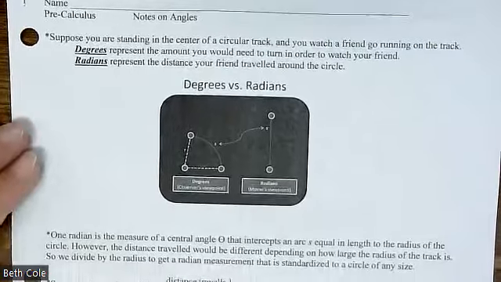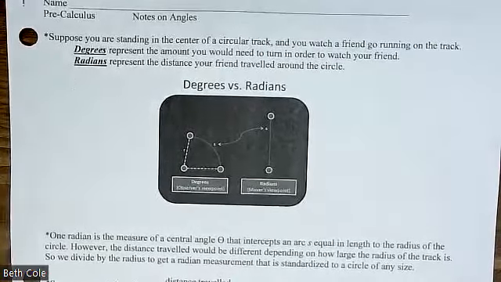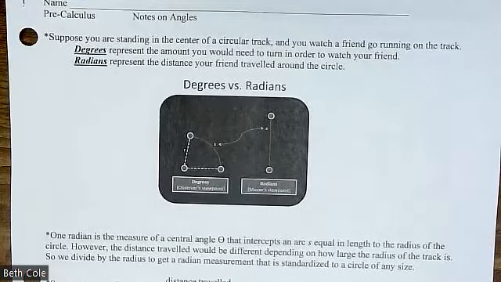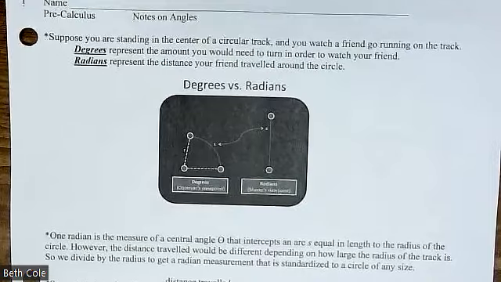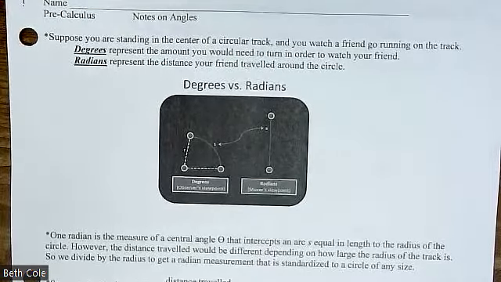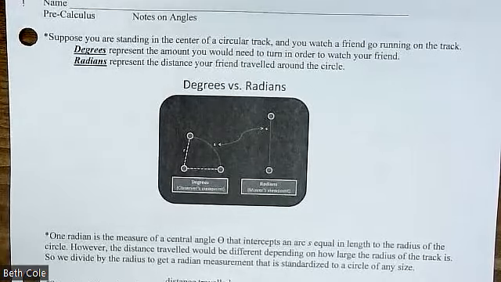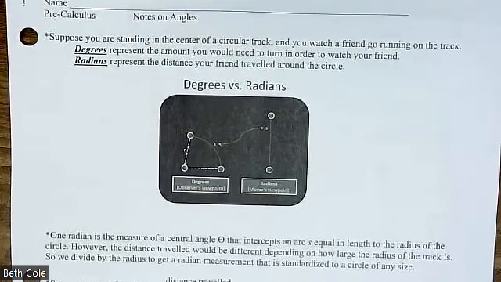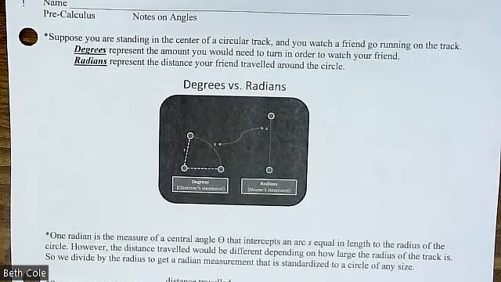All right. So degrees versus radians. They both represent angles, and I have that written on there too, and I have this nice little picture to illustrate it for you. Degrees represent the amount you would need to turn in order to watch your friend running around you on the track. So imagine the track out there, except instead of an oval, it's a perfect circle. You have an imagination, you can see this. You're watching your friend run around the outside and you're just rotating, that represents degrees. Do you get what I'm saying?